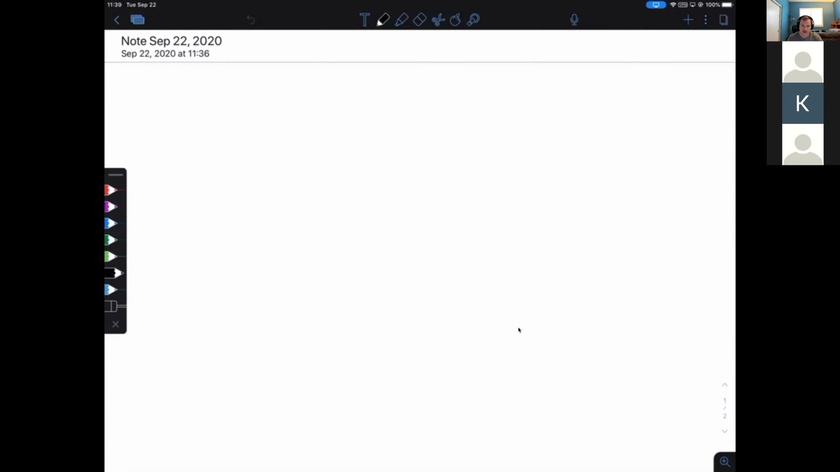Okay, so let's get started. I need to pull up the slides on my computer. Okay. All right, so we're going to talk about experiment 2. This is the fundamental frequency of a beam.